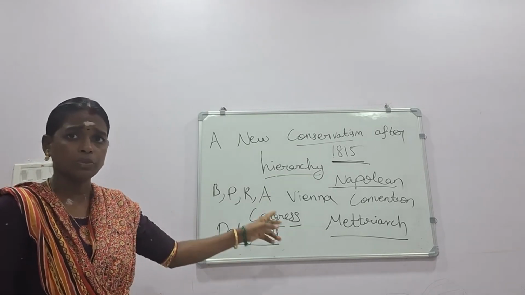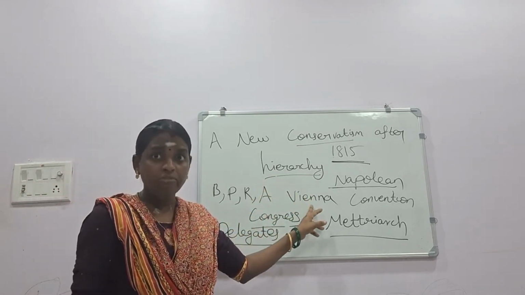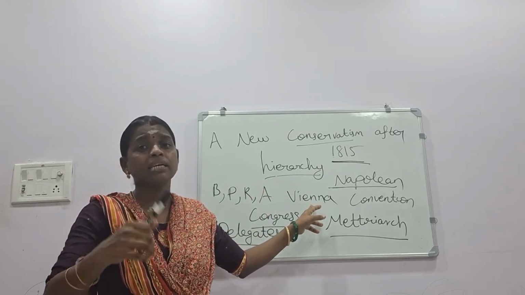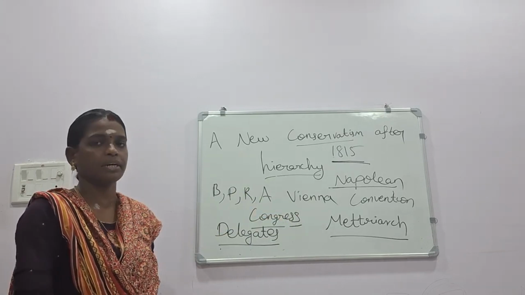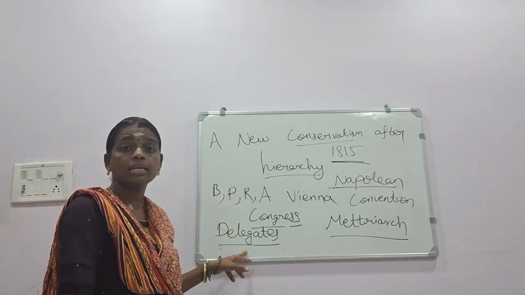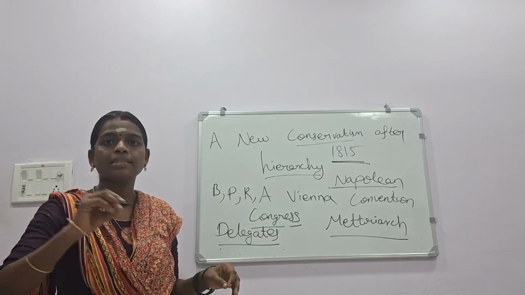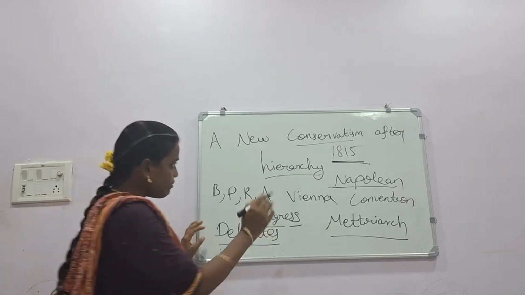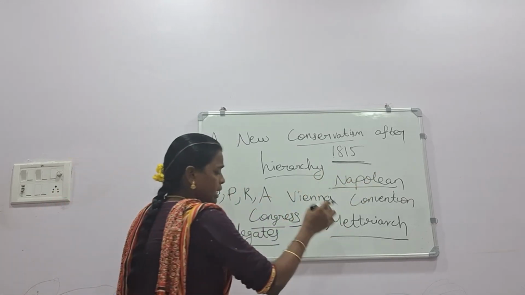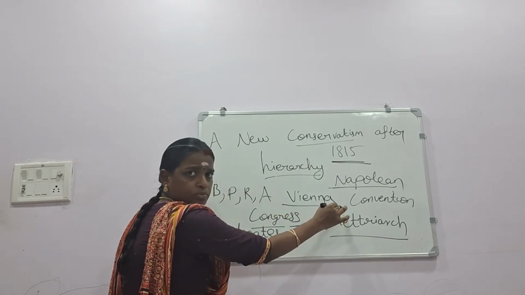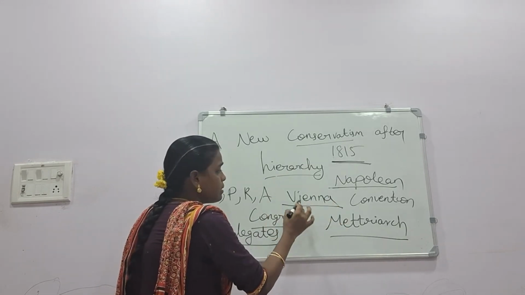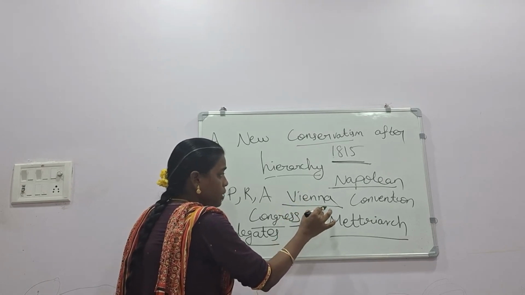I already told you, Vienna was a place where Napoleon was defeated by the combined forces of Britain, Prussia, Russia and Austria. So many delegates participated, no? Who signed the Treaty of Vienna in 1815. The same year it happened. In 1815, they signed the Treaty of Vienna. Have you got me?